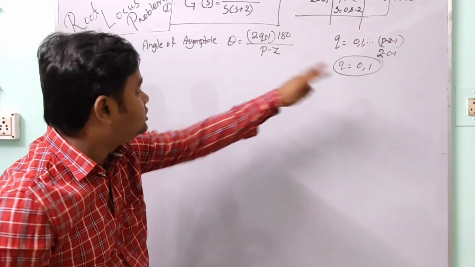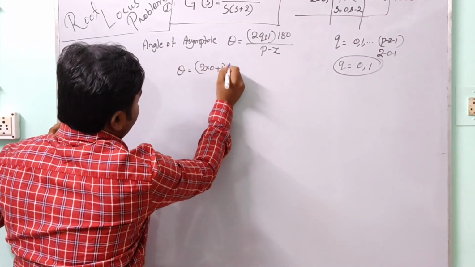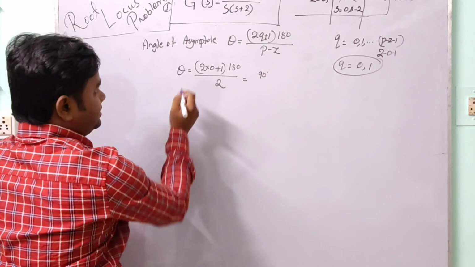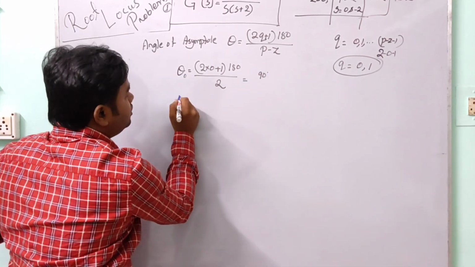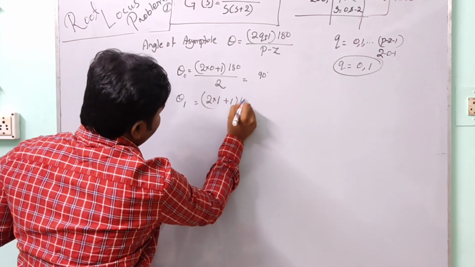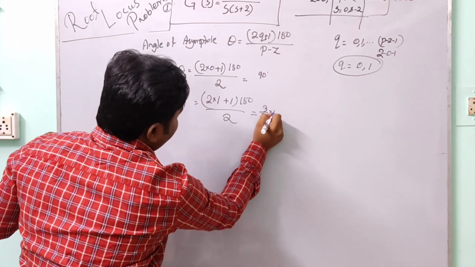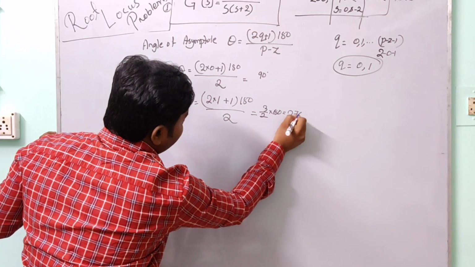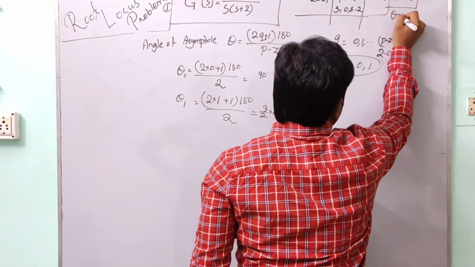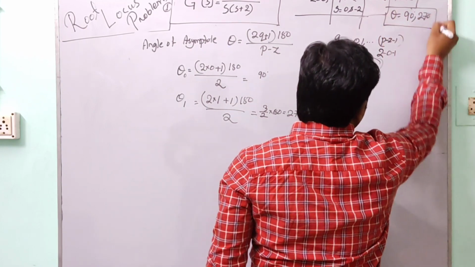By putting q = 0, the theta value will be (2 into 0 plus 1) into 180 degrees divided by 2, which is equal to 90 degrees. It is theta 0. If q = 1, theta 1 is (2 into 1 plus 1) into 180 degrees by 2, which is 3 by 2 into 180, equal to 270 degrees. So the angles of asymptotes are 90 degrees and 270 degrees.